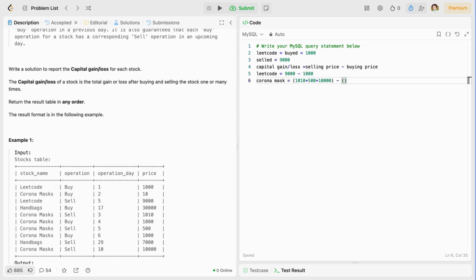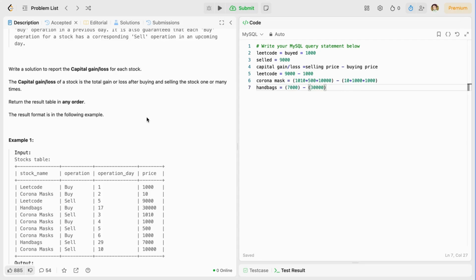So it was bought for 10 plus, again it was bought for 1,000 plus, and again it was bought for 1,000. So if you calculate this, you're going to get it. Okay. Then handbags. Handbags was bought for 30,000 and it was sold for 7,000. So it would be 7,000 minus 30,000. Okay, so this would be the calculation.